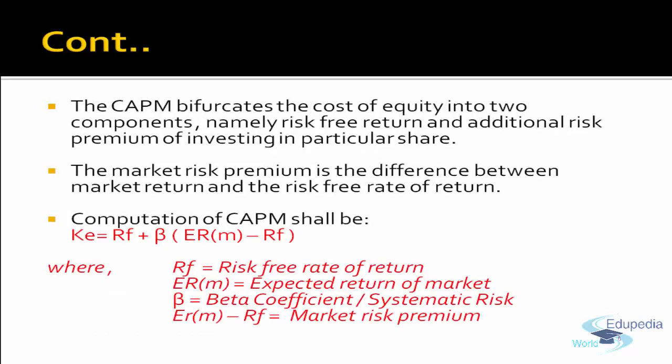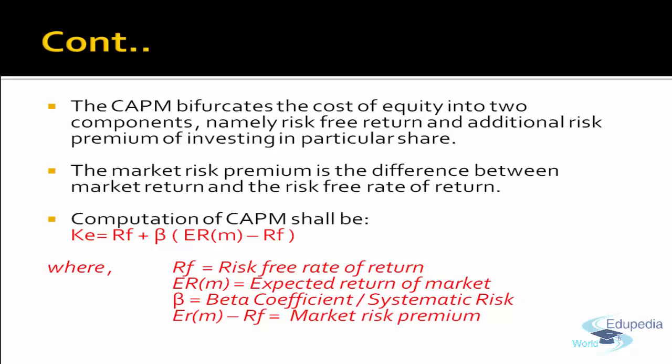So CAPM is actually bifurcating two components for computing cost of equity. One is the risk-free return, because that is the least that you expect from that particular asset, plus a premium. Like, I am expecting at least 8% because that is what I am getting by investing in treasury bills, plus an additional return because I am taking risk.